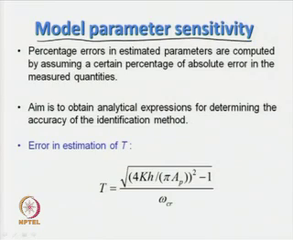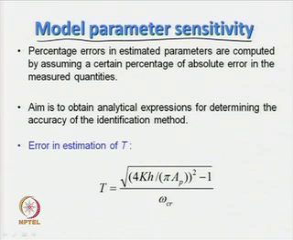Now, we shall go to discuss about the model parameter sensitivities. So, what do we mean by model parameter sensitivity? The dependency of the process model parameters on that of the measured quantities or measurements, or that of the other parameters of the transfer function model is known as the model parameter sensitivity. Now, percentage errors in estimated parameters can be computed by assuming a certain percentage of absolute error in the measured quantities. What do we mean by this?